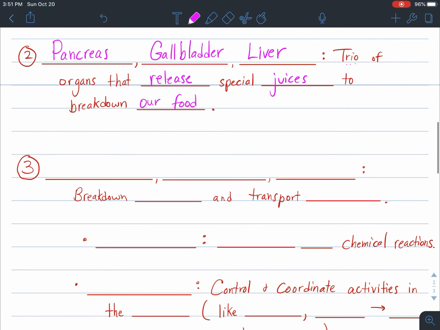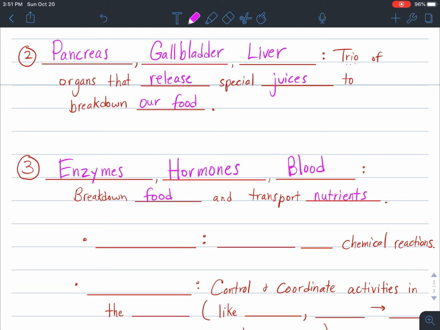Okay, well, other than these 3 organs, number 3 are enzymes, different hormones in our body. These help us digest. Enzymes, hormones, and our blood. So our blood doesn't only take oxygen to our muscles and pick up carbon dioxide, but it also transports our nutrients. So enzymes, hormones, and blood work together to break down our food and then transport our nutrients.